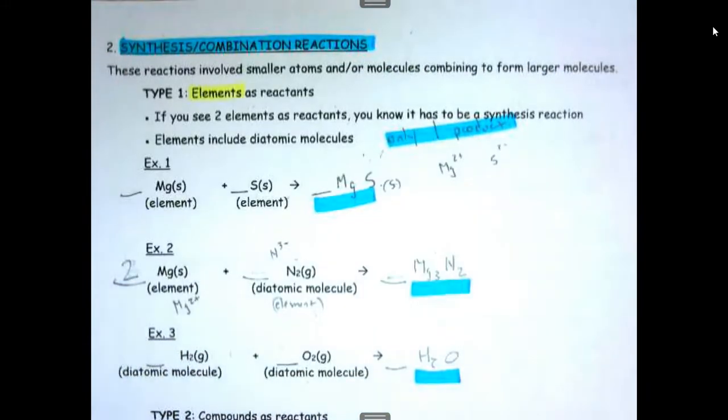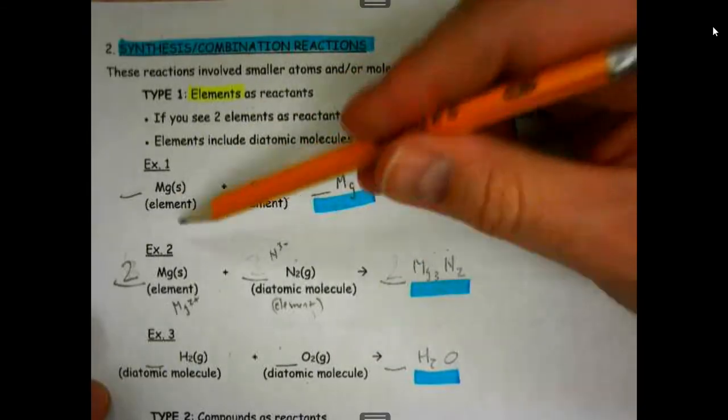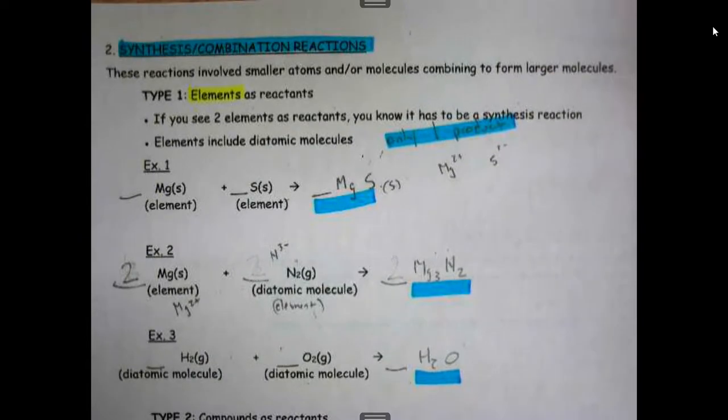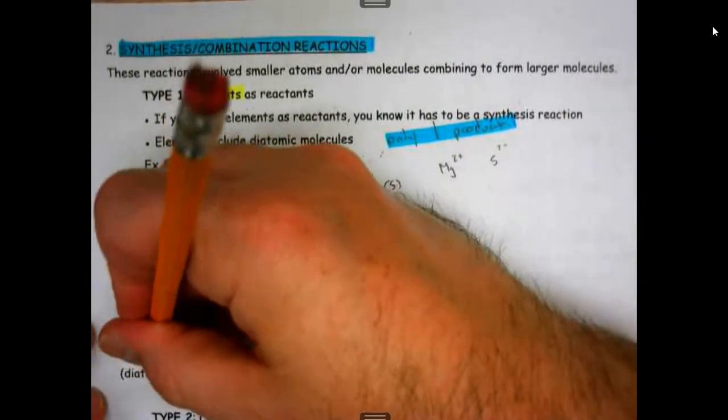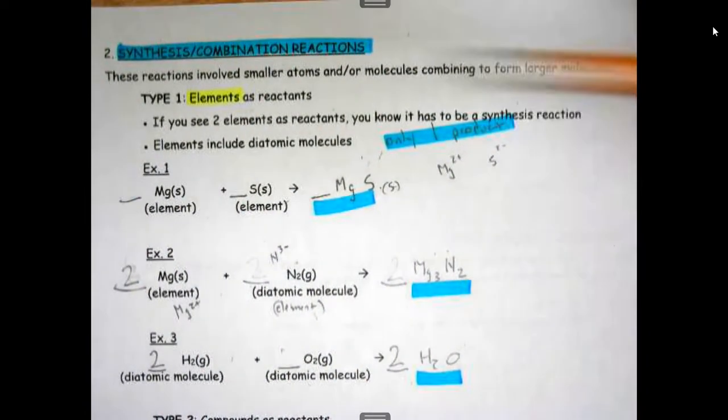And 2. All right. So these are all element examples forming one product. Oh, make sure this is balanced. 2, and then 2. All right.